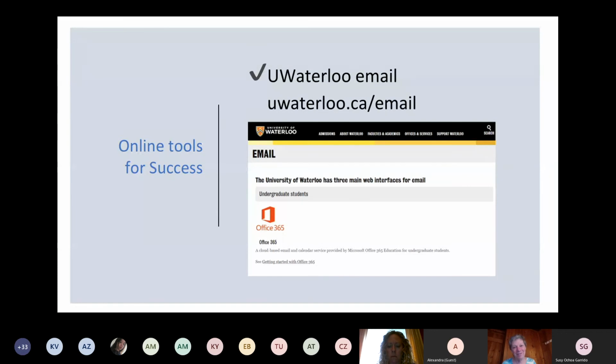Now, here's one that we hear a lot about: your Waterloo email. I know you all have email addresses of your own. We don't write to those addresses. We don't access those addresses. Those are your personal addresses. What you need to do is adopt using your UWaterloo address, or at least look at it regularly, because this is your official email address, and this is the one that your instructors will access.